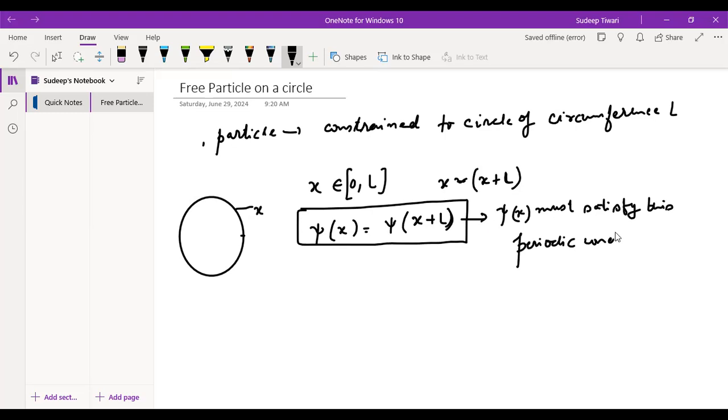So I must satisfy this periodic condition, because any of these coordinates, let's say I start from 0 and complete the circle and come back, I have covered the complete circumference, which is length L. So 0 is equal to 0 plus L here, so you are at the same point. So psi must be defined in such a way that psi of 0 is equal to psi of L. So this is inherent, and I don't think it needs much explanation.